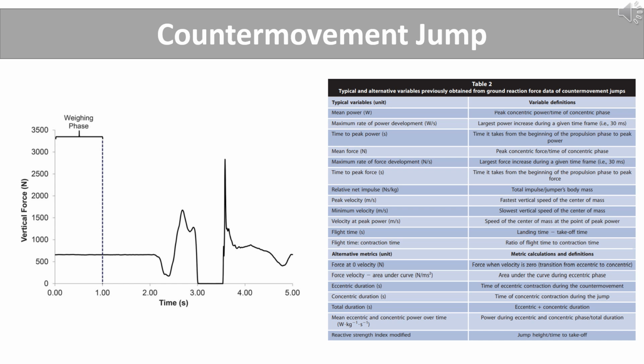And we'll talk a little bit more in a few slides time about the relationship between the counter movement jump and some other independent measures of performance, which of course then provides that biological basis for why we should be using it as part of our test battery potentially.